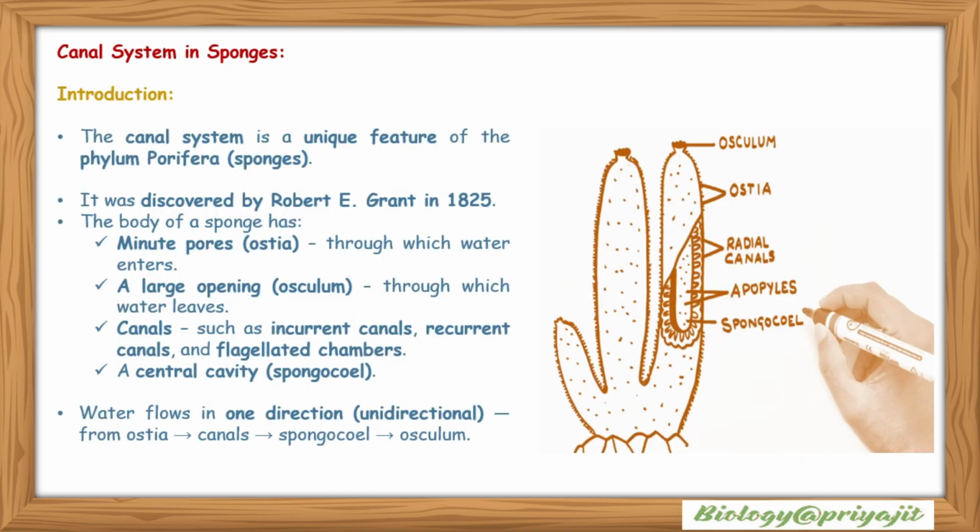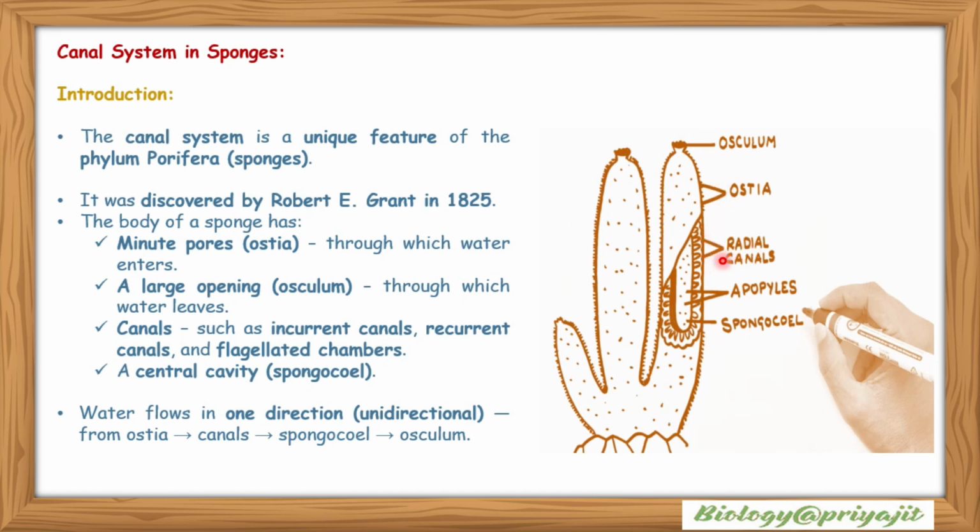Introduction. The canal system is a unique feature of the phylum Porifera, or sponge. It was discovered by Robert E. Grant in 1825. The body of a sponge has minute pores or ostia through which water enters. A large opening is there, which is known as osculum, through which water leaves.